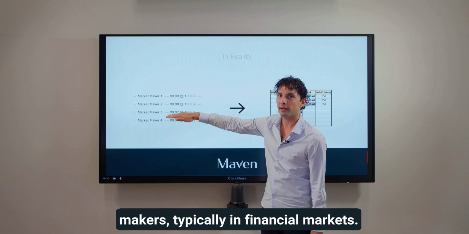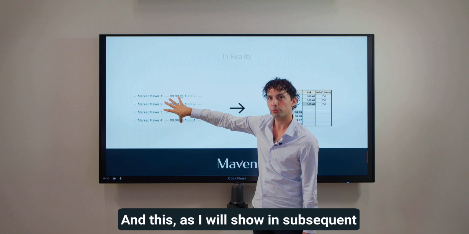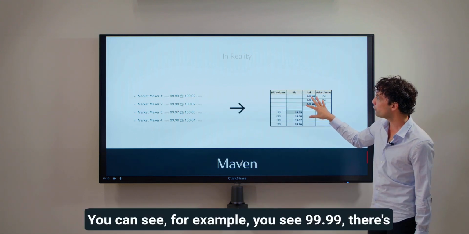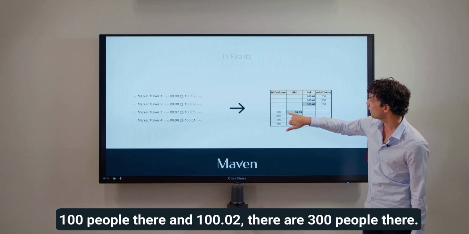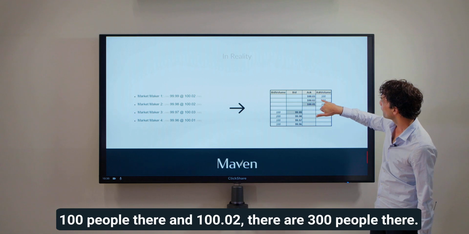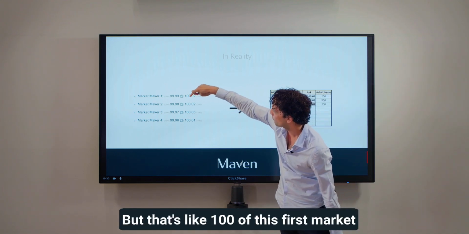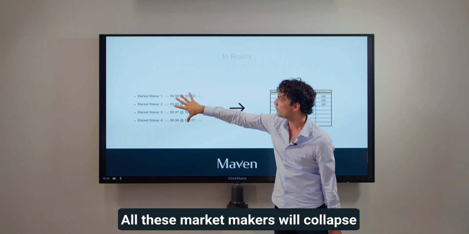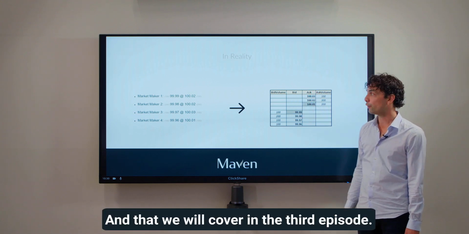And there are many market makers typically in the financial markets. And this, as I will show in subsequent modules, will collapse into an order book. You can see, for example, 99.99, there's 100 there, and 100.02, there's 300 there, but that's like 100 of this first market maker and 200 of this second market maker. So all these market makers will collapse into what we call an order book. And that we will cover in the 3rd episode.